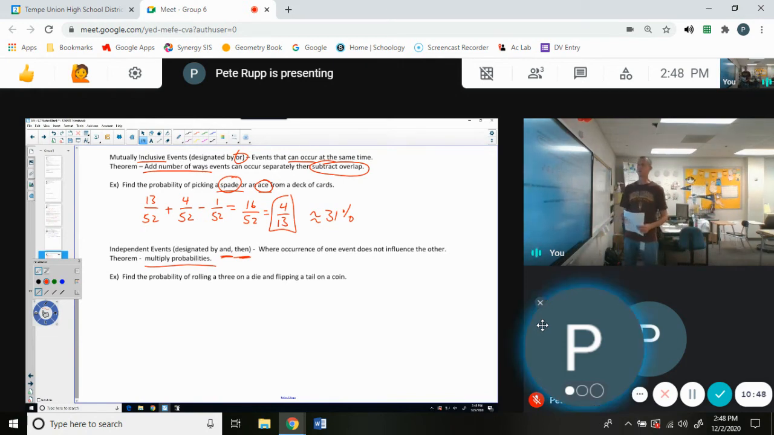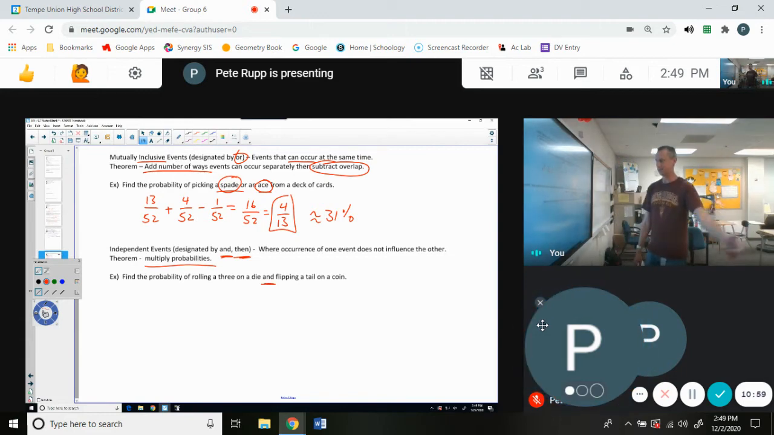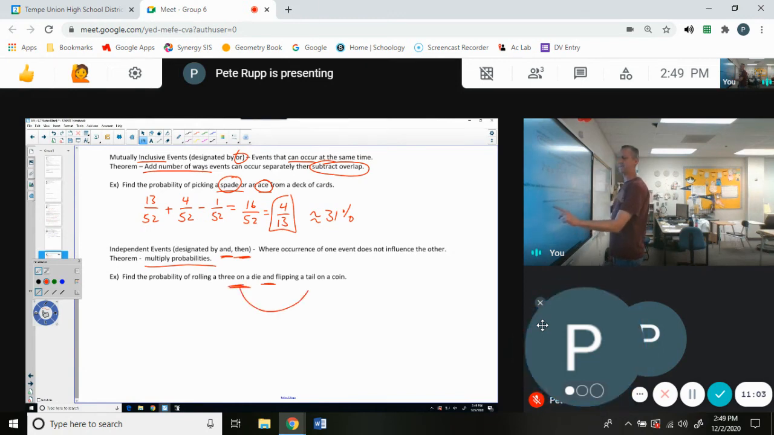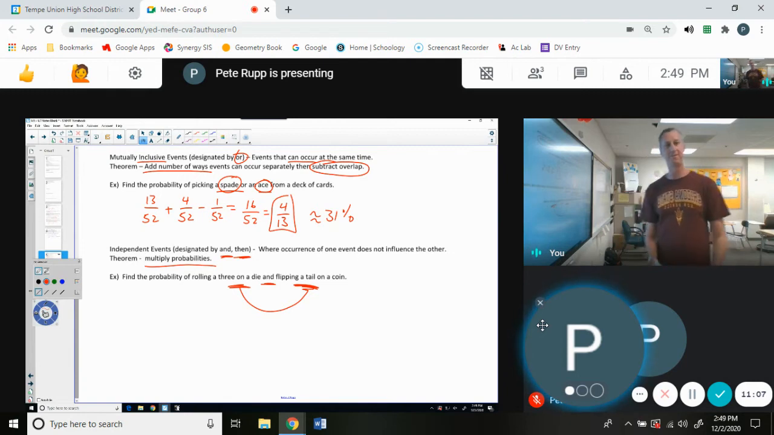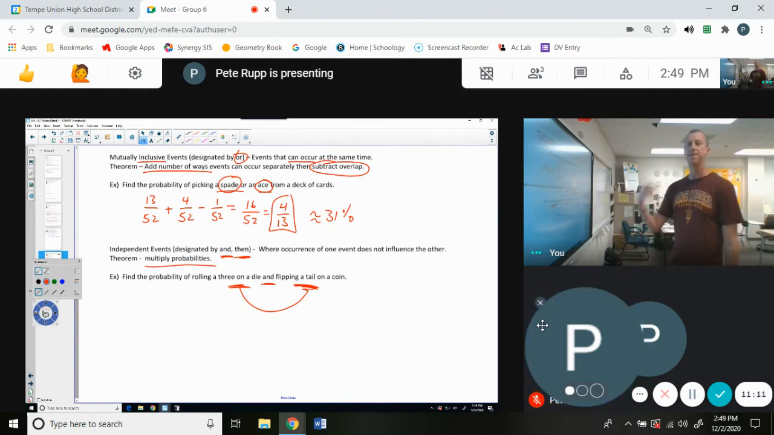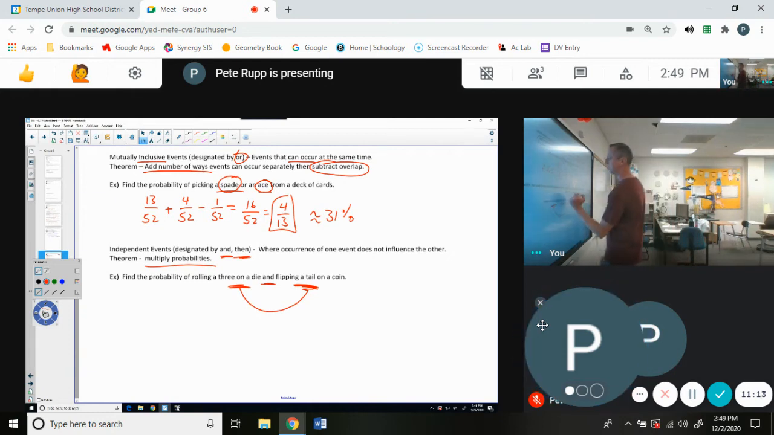Okay, so in word problems, designated by "and" or "then," let's read the first one: find the probability of rolling a 3 on a die and flipping a tail on a coin. If I roll a 3 on a die, does it have any effect on flipping a tail on a coin? Not one bit. What would have an effect is if I picked marbles out of a bag without replacement, that would have an effect on the next thing. But this one does not.